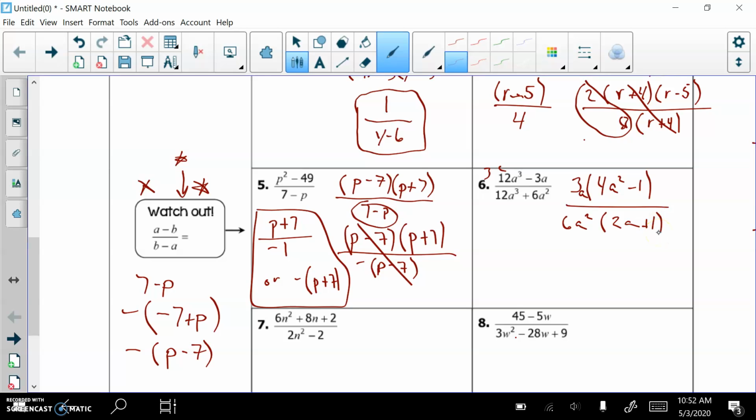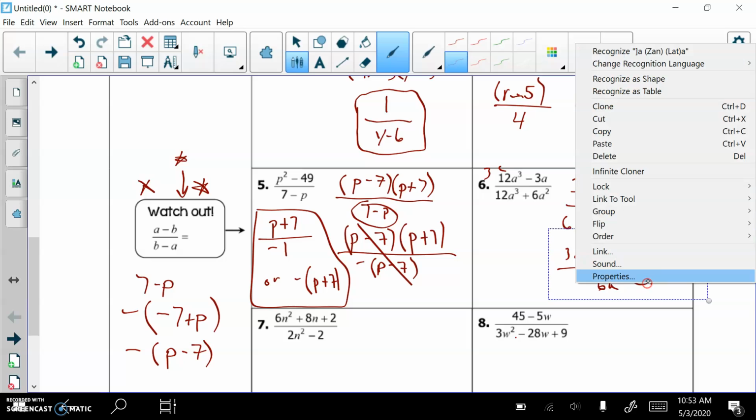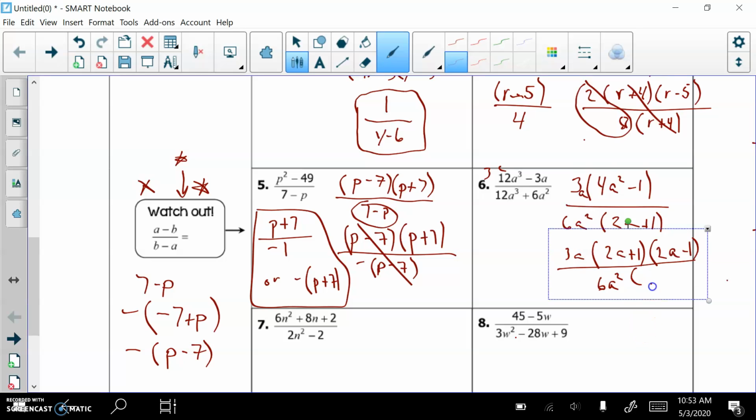We can still factor the numerator. I told you the little hint. You're usually going to be able to cancel stuff out. So 3a parentheses 2a plus 1, 2a minus 1 over 6a squared times 2a plus 1.